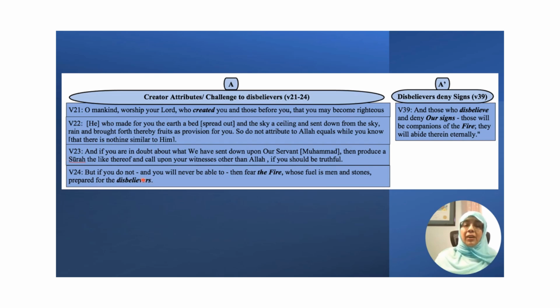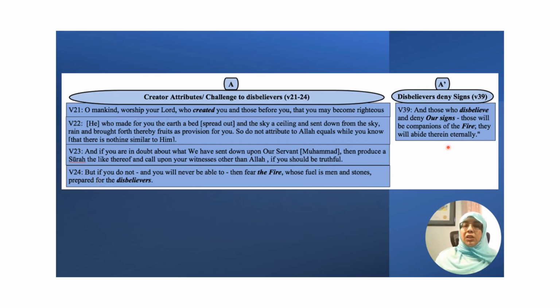So He provides the fear of the hellfire, which is fueled by Allah's creation of not only men but also of stones. The stones are significant because they are also a creation of Allah, but the people of Makkah were worshipping idols that were made out of stones. Both humans and stones have the carbon element chemically, so they can serve as fuel to the fire.